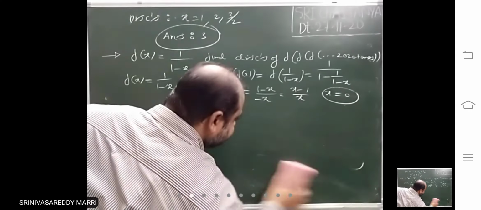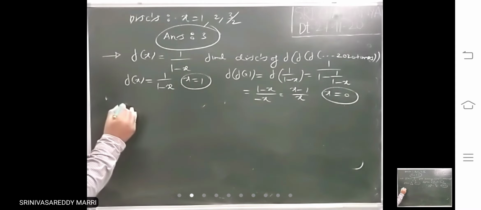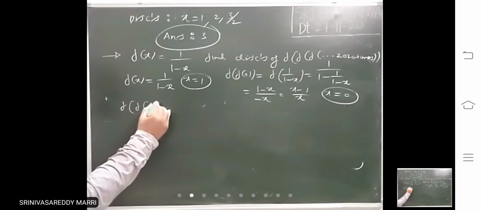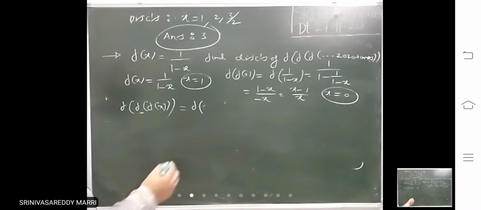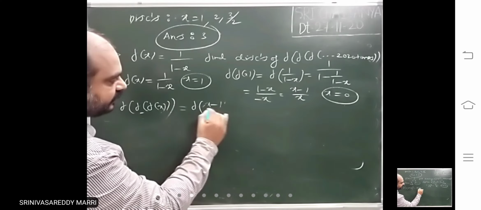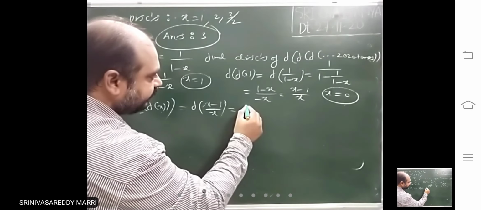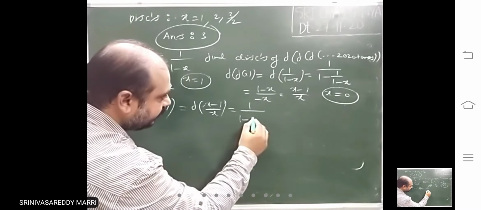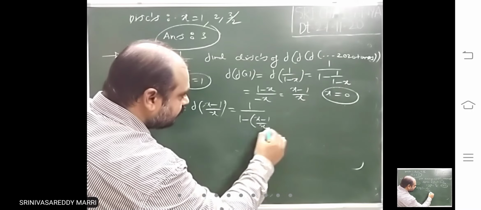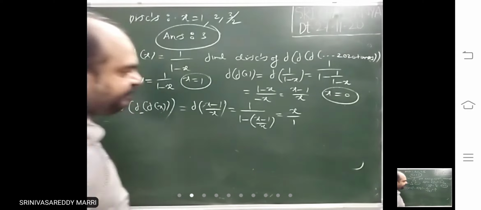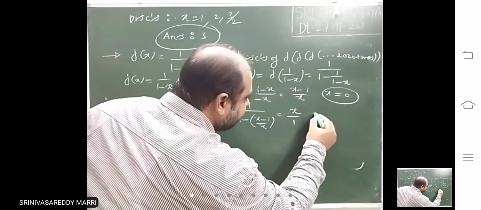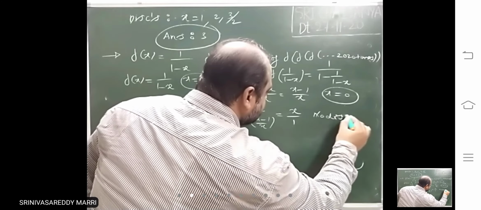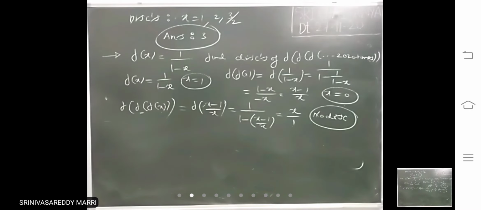Next, one more f of x I am adding, right? f of, till this calculated. So x minus 1 by x. That means 1 divided by 1 minus this, you will get x divided by 1. So denominator is 1. There is no denominator, so there won't be any discontinuity for this.